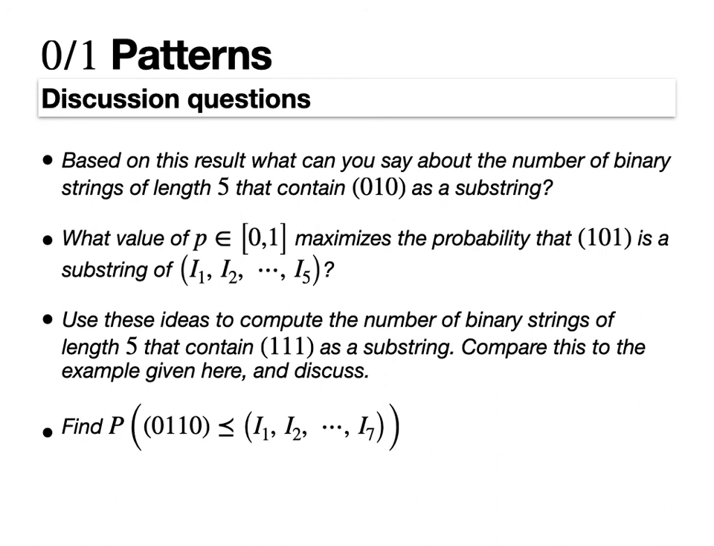And then finally, you can use these same ideas to look at other substrings, right? For instance, look at the probability that 1, 1, 1 is a substring of the success-failure sequence of length 5, and then use that to compute the number of strings that have 111 as a substring. And then compare that to the example we just did and think about it a little bit. Does it surprise you? Is there anything unusual there? And then finally, you could do this for other substrings and other lengths. So find the probability that 0110 is a substring of the success-failure sequence of length 7.